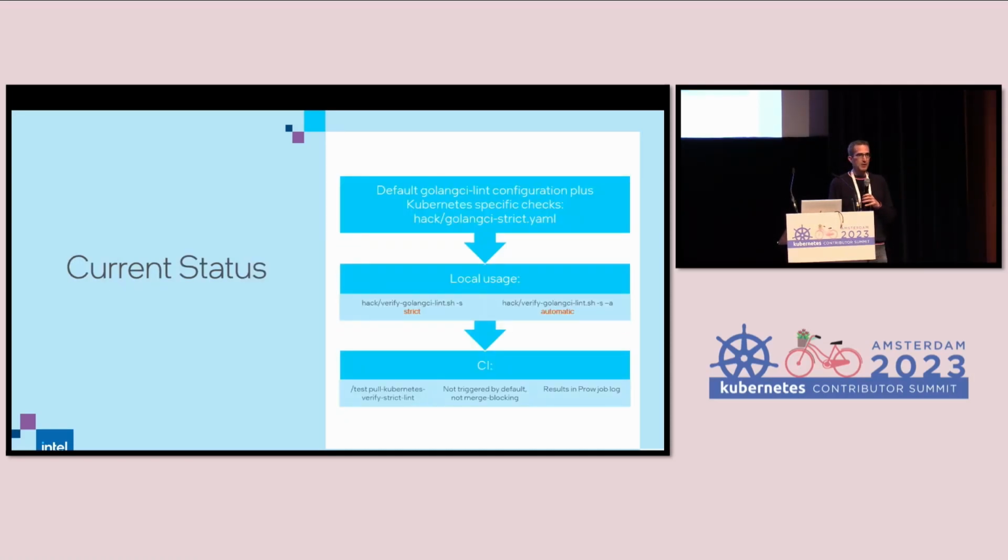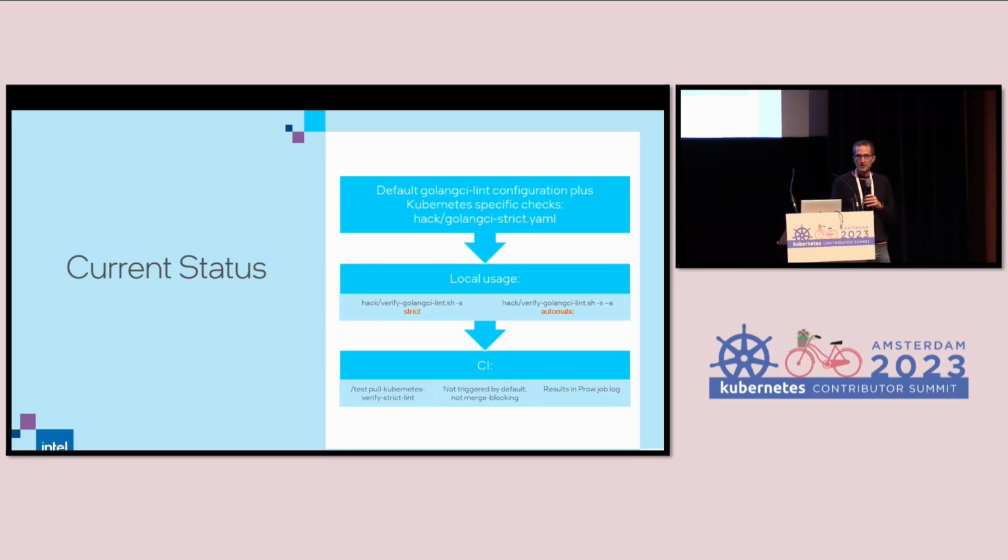I've been working on this for a while. I actually talked to people about this at KubeCon Europe last year, and I've done experiments since then. One of the key things that we have now, and this is the current status, is that if you check out Kubernetes master, right now you can already do stricter linting with files in the Kubernetes code base.